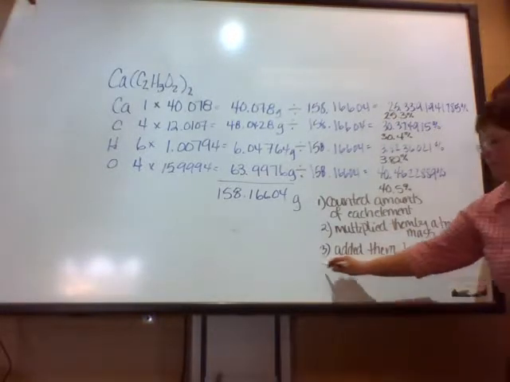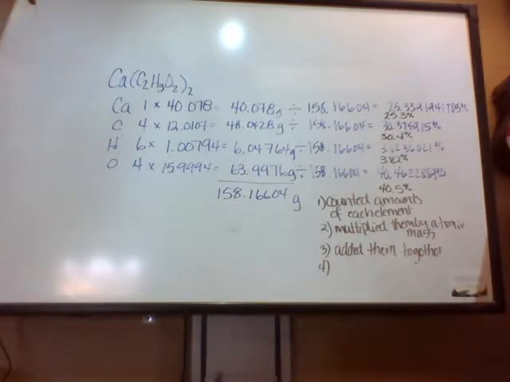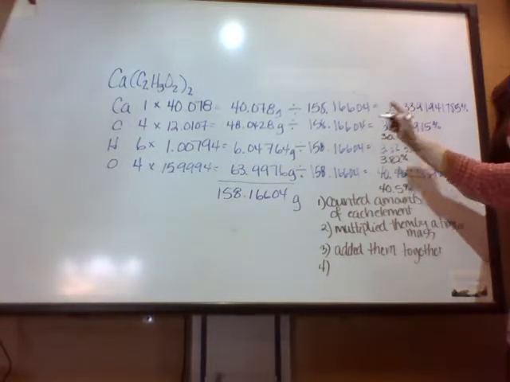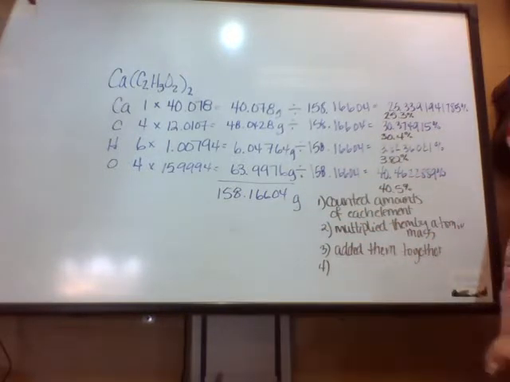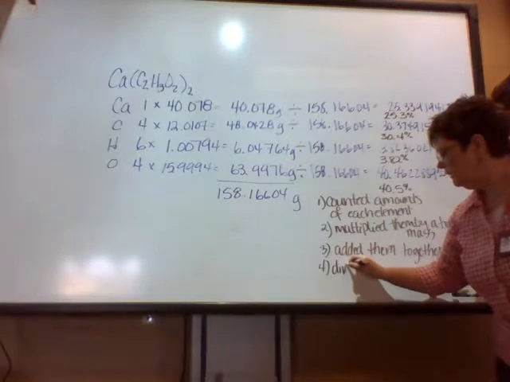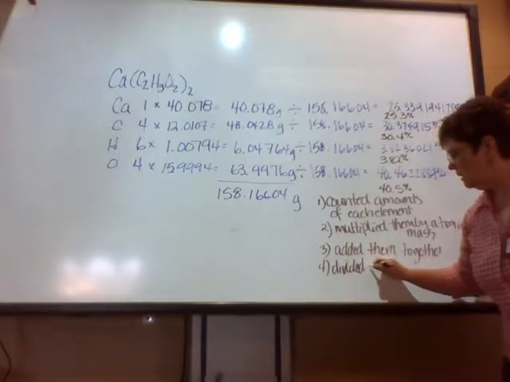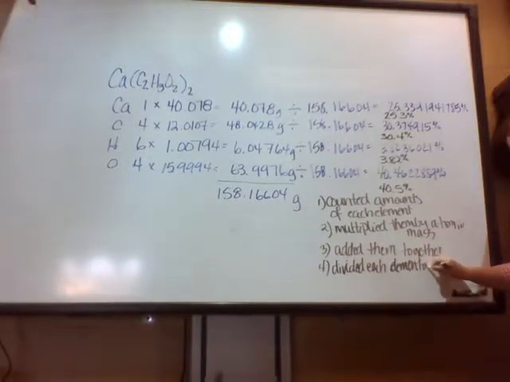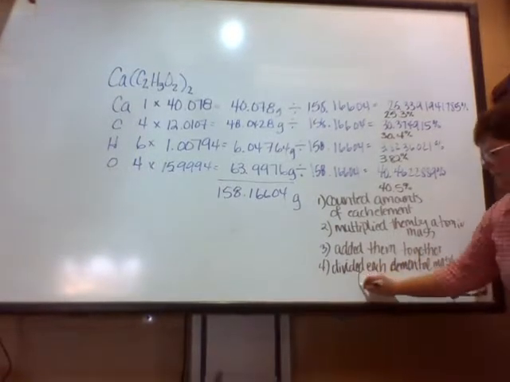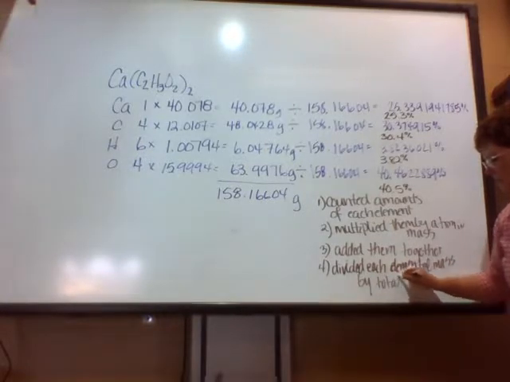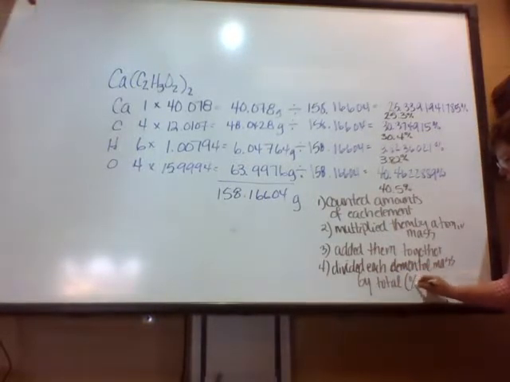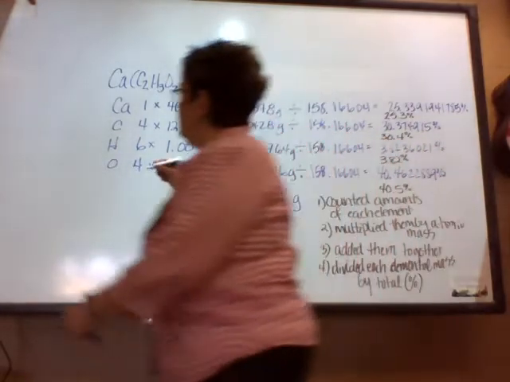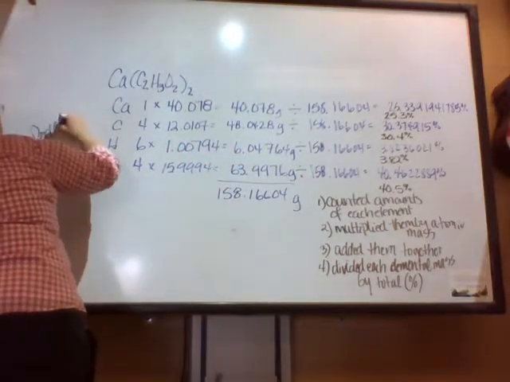And then what's the fourth step? What was the last step we did? We added them together. Pardon me? Divided. We divided each elemental mass by the total. Yes? Mm-hmm. Okay, and then I'm going to put here to make sure that it's in a percentage form. This process is known as percent composition.